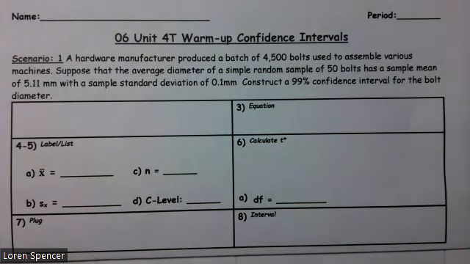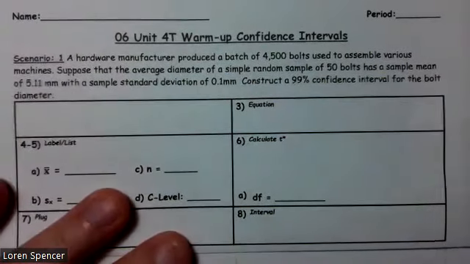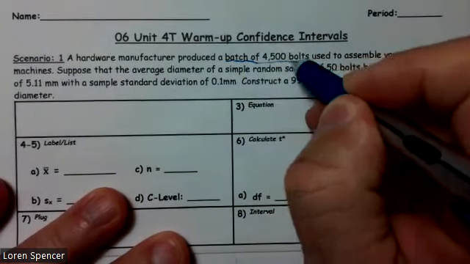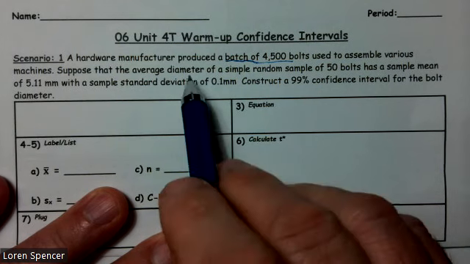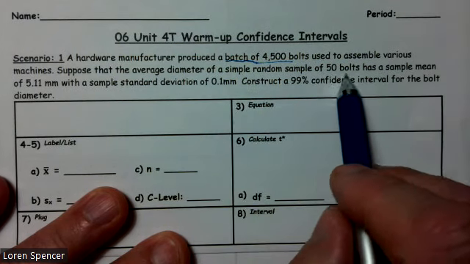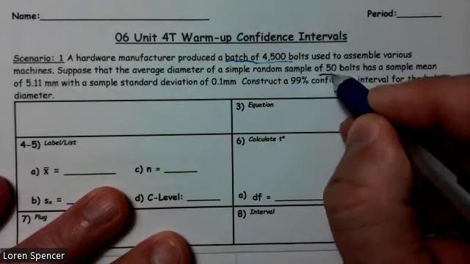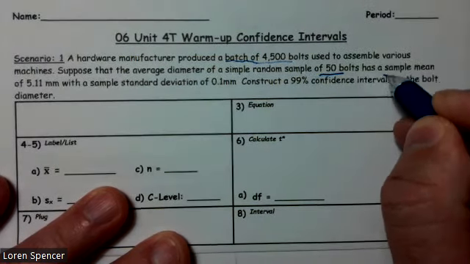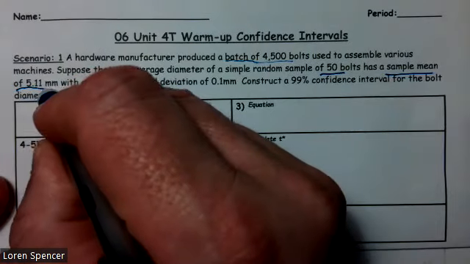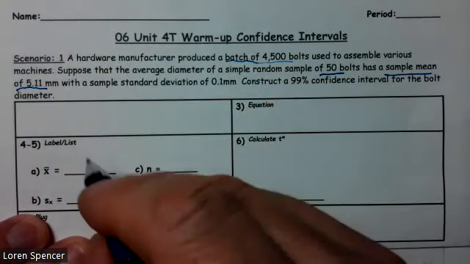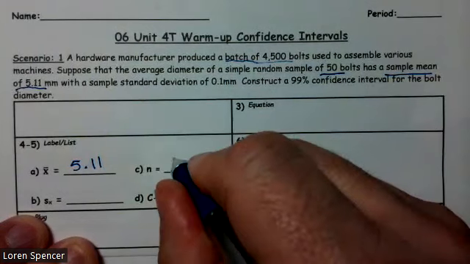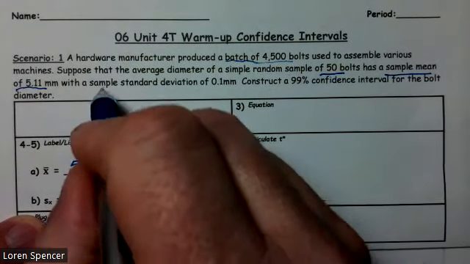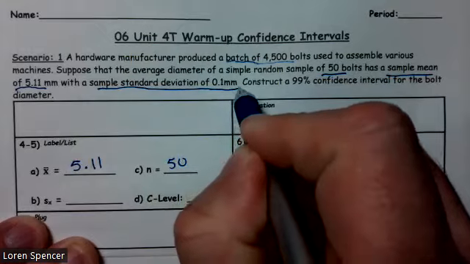So, a hardware manufacturer produces a batch of 4,500 bolts used to assemble various machines. Suppose that the average diameter of a simple random sample of 50 bolts has a sample mean of 5.11. So we know our X bar, our sample mean, is 5.11. We also know our sample size is 50, with a sample standard deviation of 0.1.